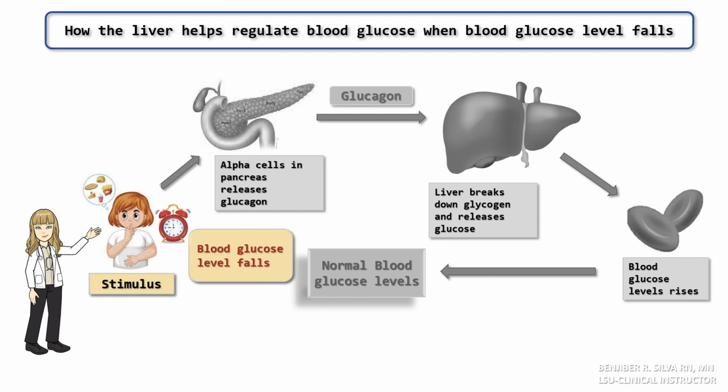Here is the pathway. Stimulus. When a person is hungry, blood glucose level falls. Alpha cells in the pancreas release glucagon. The liver breaks down glycogen and releases glucose into the bloodstream. Blood glucose level rises. Normal blood glucose is achieved.